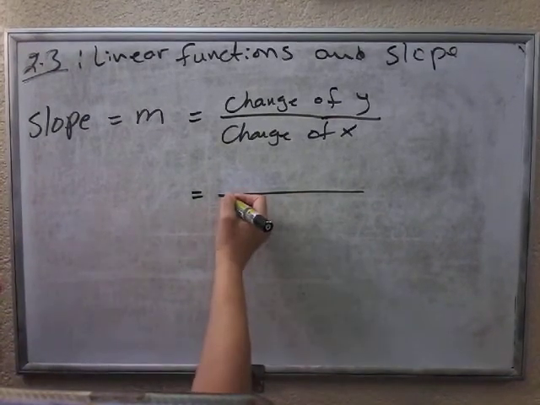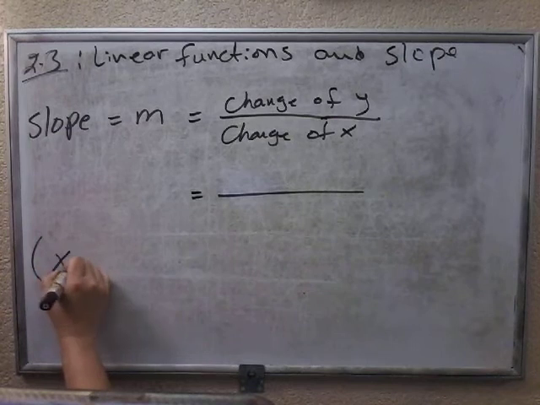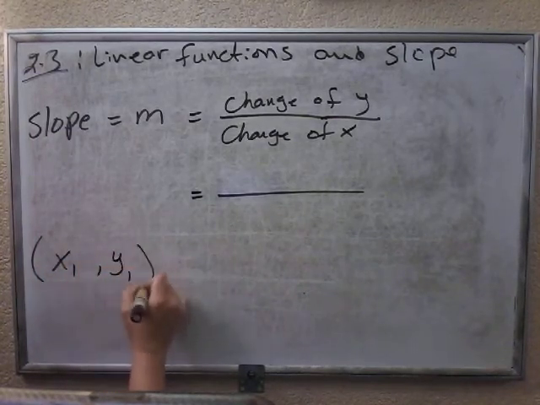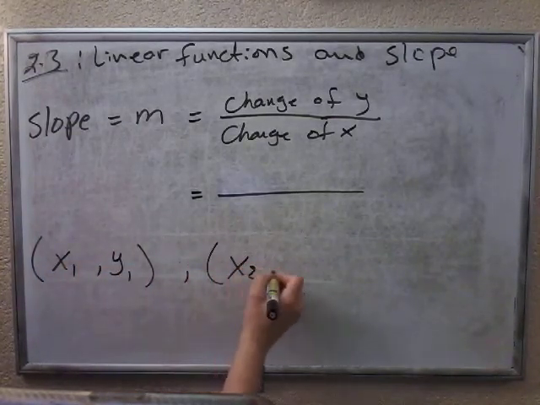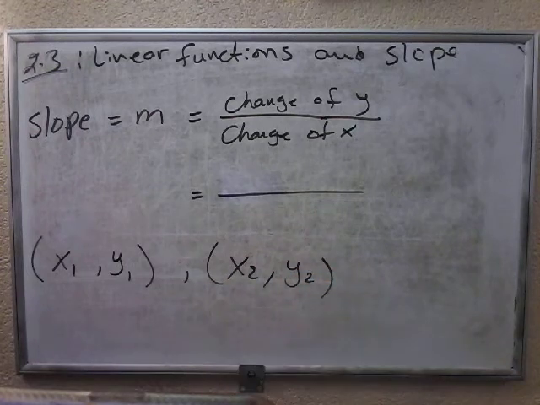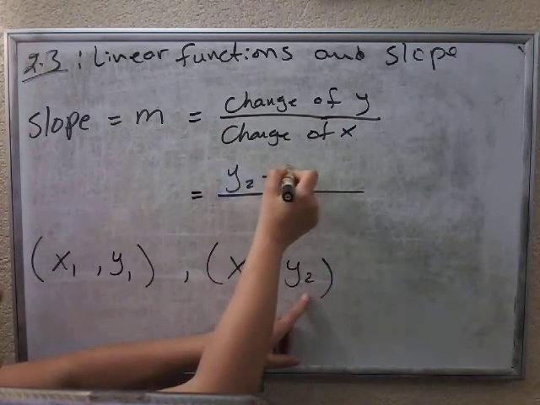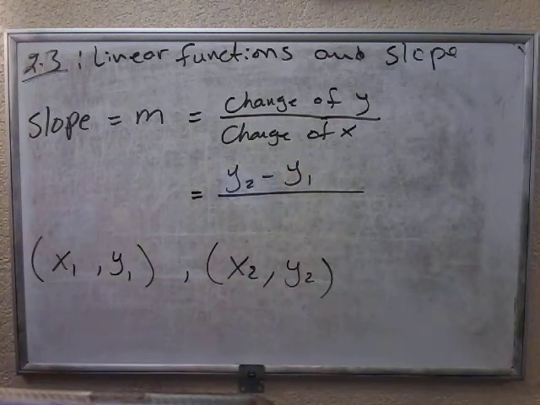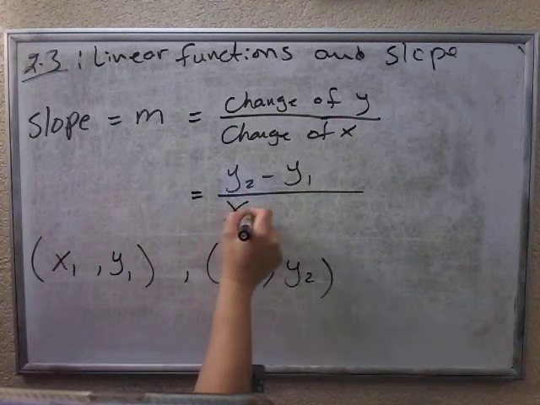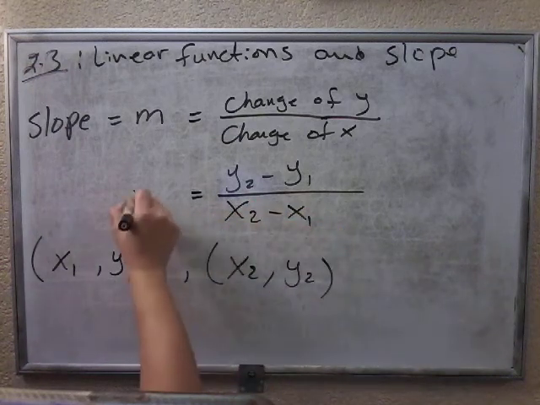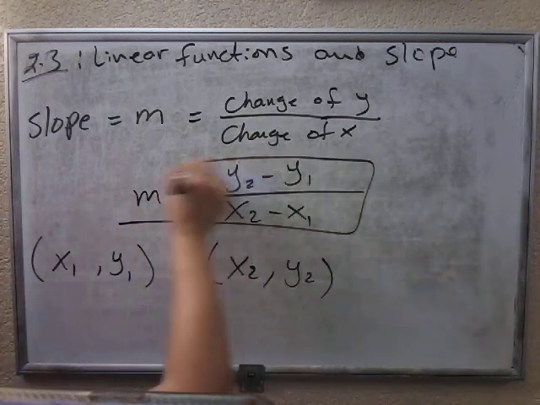So change of y over change of x, you need two pairs of points, which is x1, y1, and another one, x2, y2. So for change of y, you're going to subtract y2 minus y1, the difference of y over the difference of x, x2 minus x1. And that's our formula for the slope.